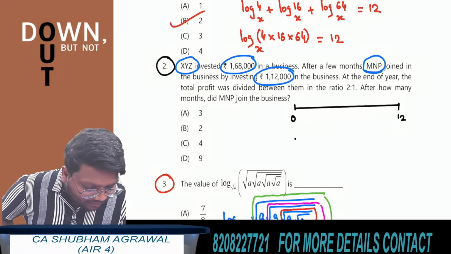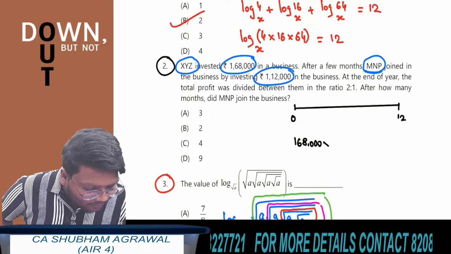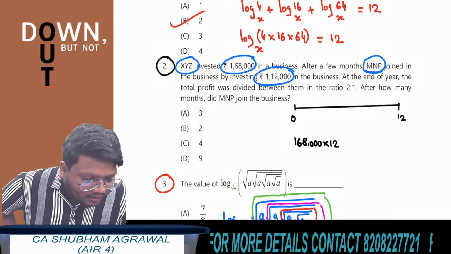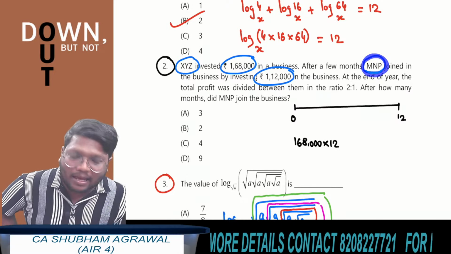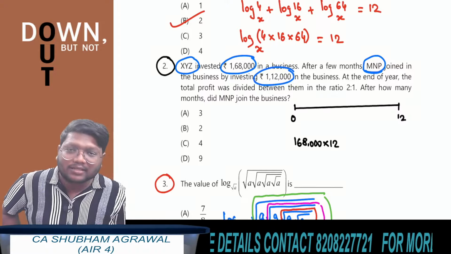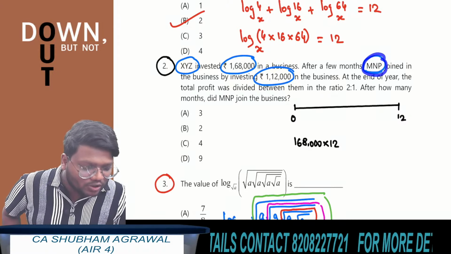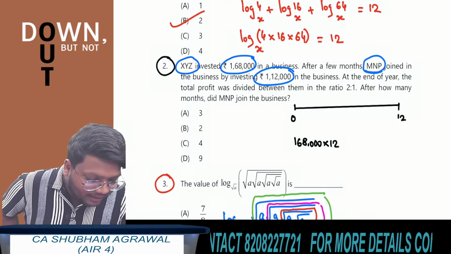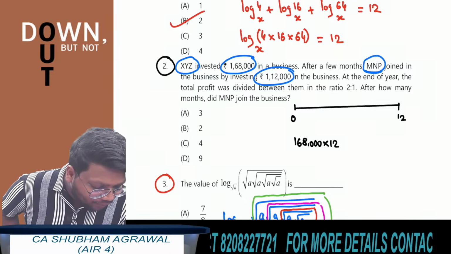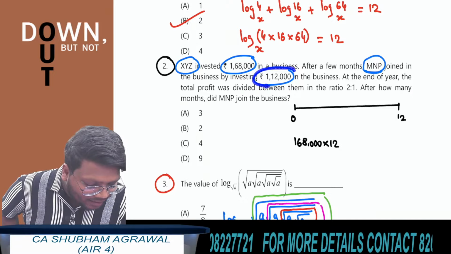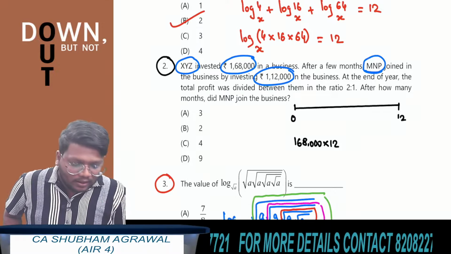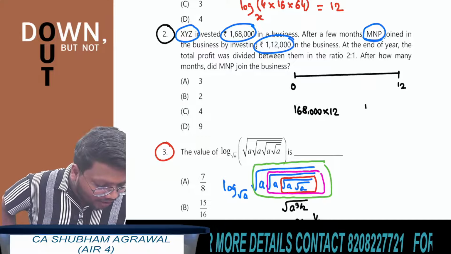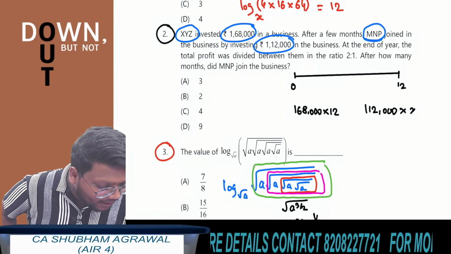So here what we can write, see, 1,68,000 multiplied by 12. 1 year we can write as 12 months. This person MNP has invested 1,12,000 rupees in the business, but MNP joined after a few months. Okay, let's say the time period for which this 1,12,000 rupees is invested is x months. So here we have to write 1,12,000 multiplied by x.